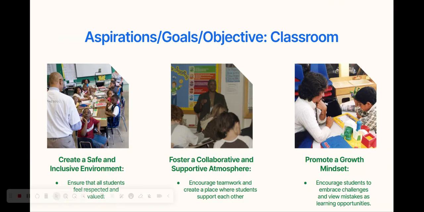Next, my aspirations, goals, objectives for the classroom. I would like to create a safe and inclusive environment. This just means I'm ensuring that all students feel respected and valued. I also would like to foster a collaborative and supportive atmosphere. This means encouraging teamwork and creating a place where students support each other. And I also want to promote a growth mindset. This means to embrace these challenges and view mistakes as something to learn from rather than something that will hinder them.